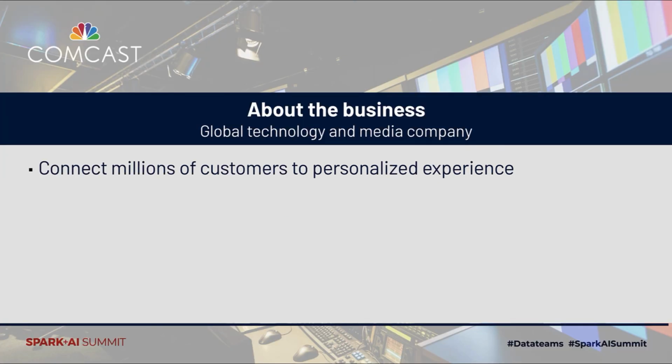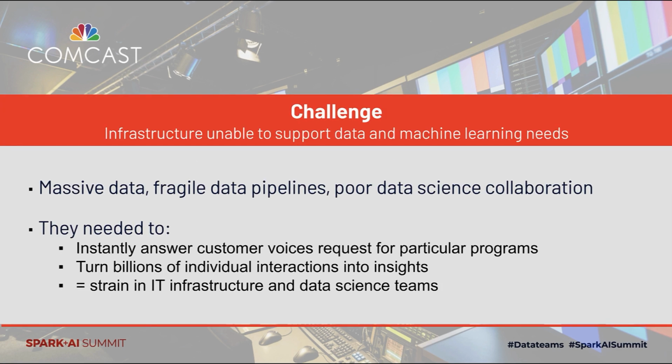And then finally, Comcast. Comcast was working on a voice remote. Customers could ask the remote for personalized programming recommendations. As you can imagine, that is a huge amount of data. If we dig into this a little bit more, let's think about what it means for a voice remote to work. The remote is instantly answering a customer's voice request for a particular program. It's turning billions of individual interactions into actionable insights.